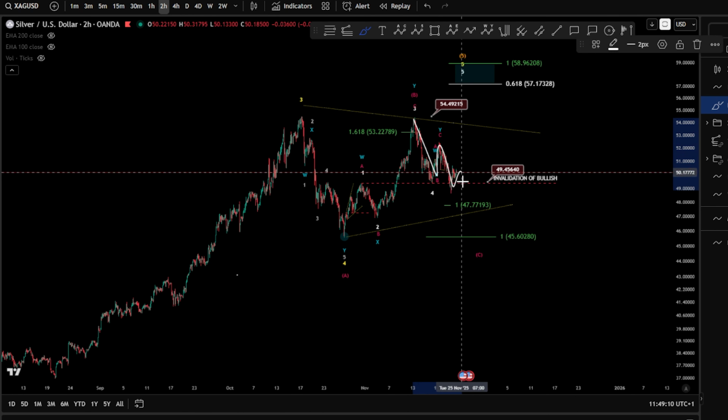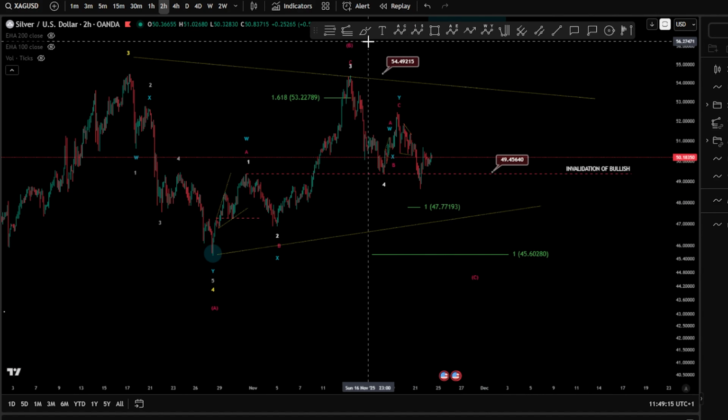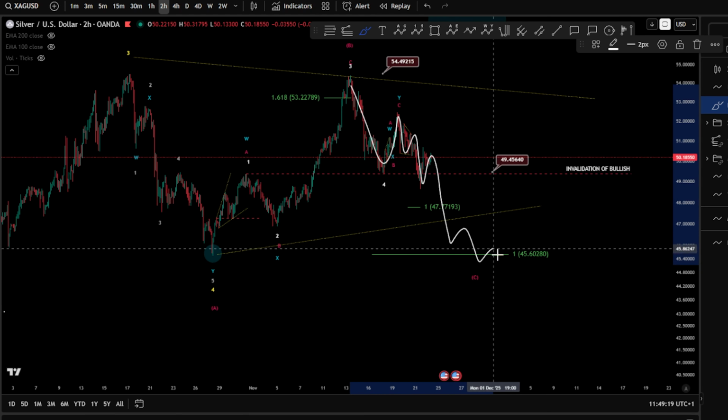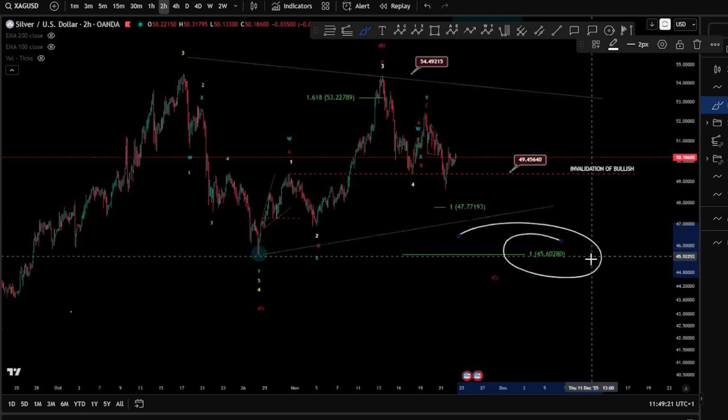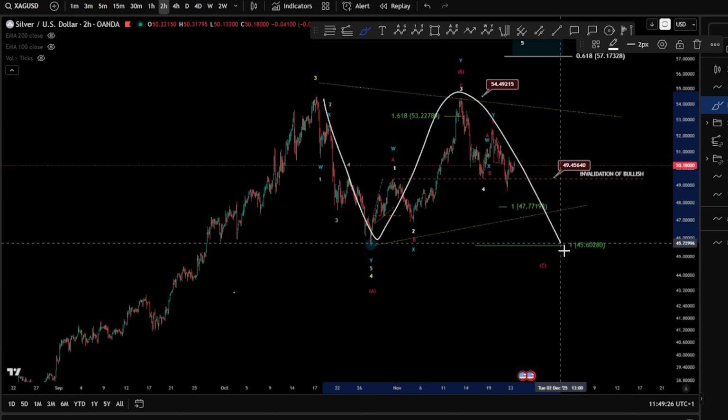Currently, we are unfolding another impulse as a potential wave 3, probably, where you have 1, 2, and a 1, 2, another 1, 2, and then 3, 4, 5, 4, 5, in case you are at a 1-to-1 fib level, $45 here, taken from the A to the B to the C.